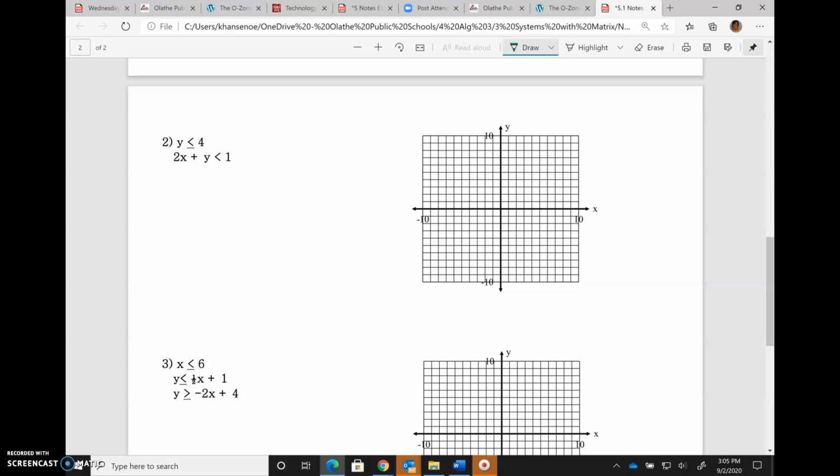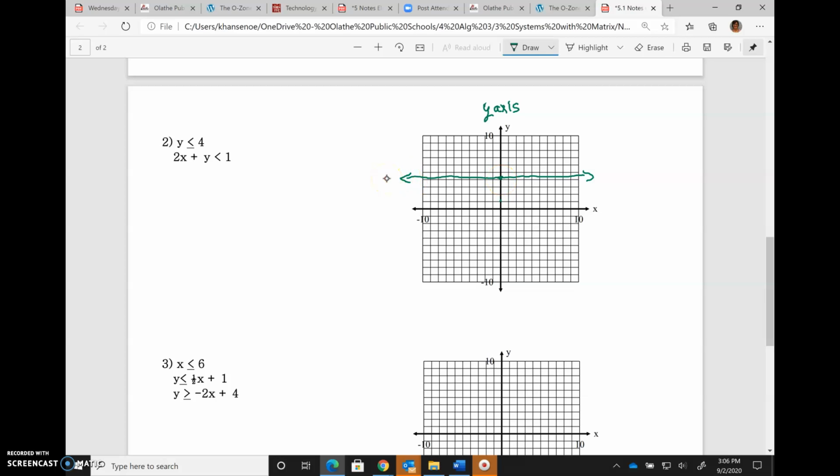Okay, so let's look at another one. y is less than or equal to 4. So remember, this is the y-axis. So I am going to 4 on the y-axis because it says y is less than or equal to 4. So I'm going up 1, 2, 3, 4. And because it says y, that means I have a line going left to right. It's a horizontal line. It says equal to, so that's a solid line.